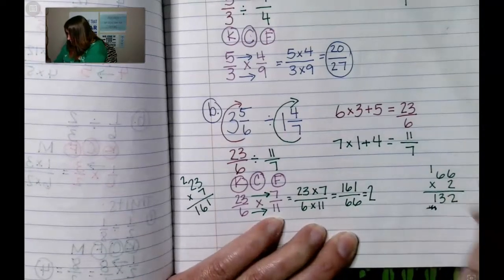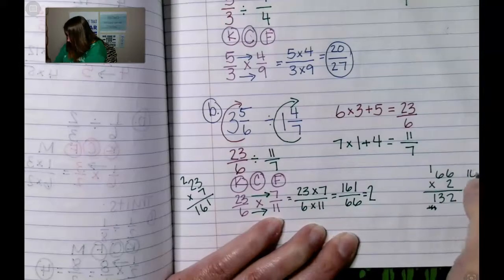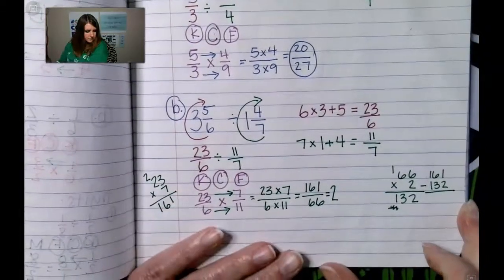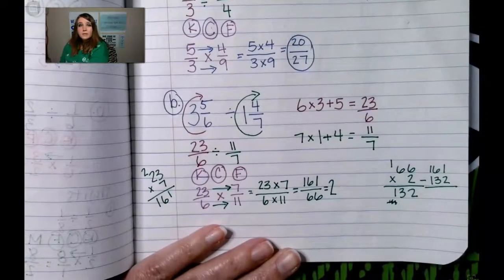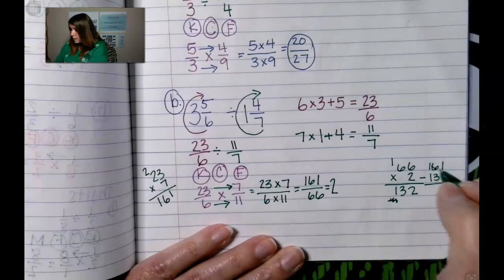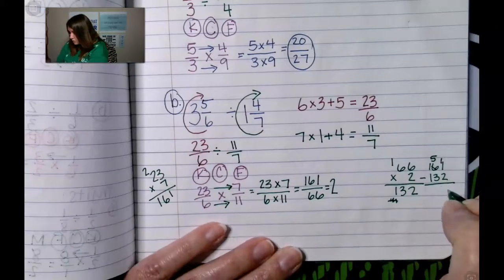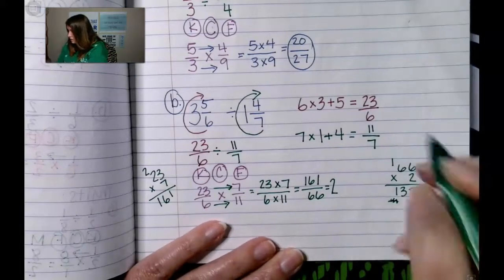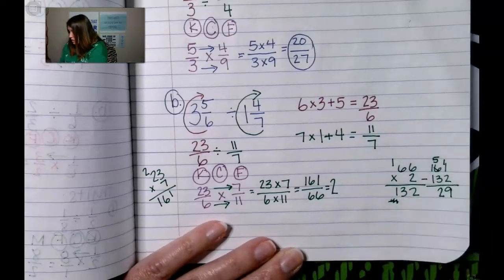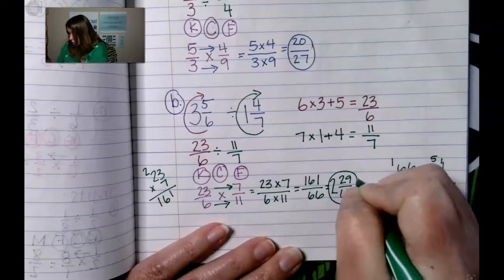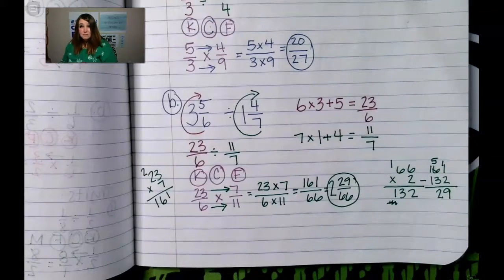Oops, nope. I need to do 161 minus 132 so I can find out what my remainder is. Okay, so let's find out what my remainder is. Okay, borrow. 11 minus 2 is 9. 5 minus 3 is 2. So I have 29/66 left over. And that one was a weird fraction. Really bizarre. Okay, ready? Let's do a try it.